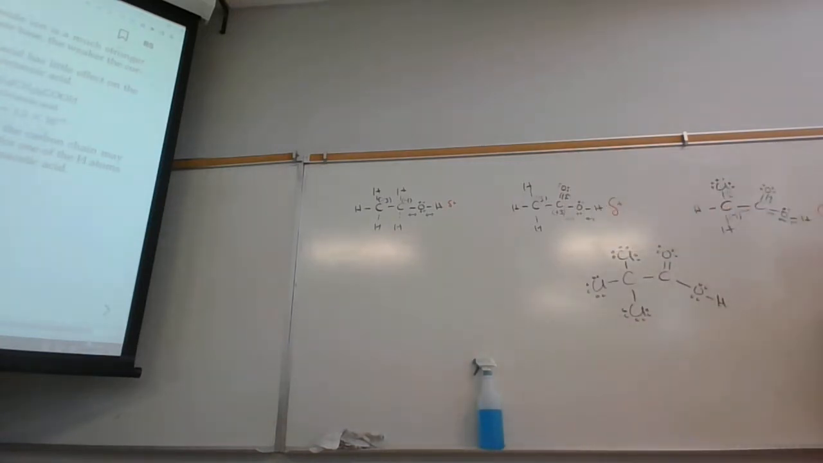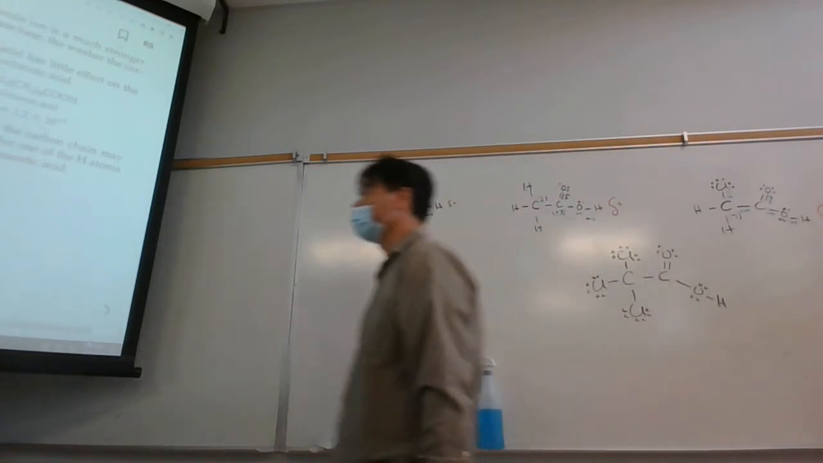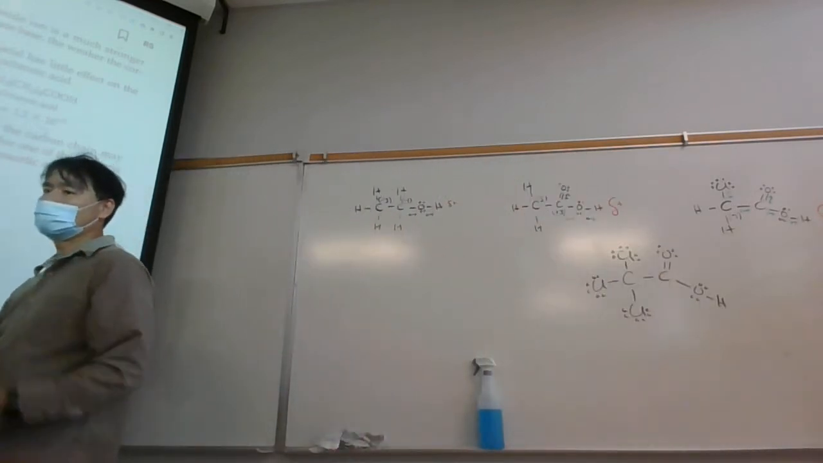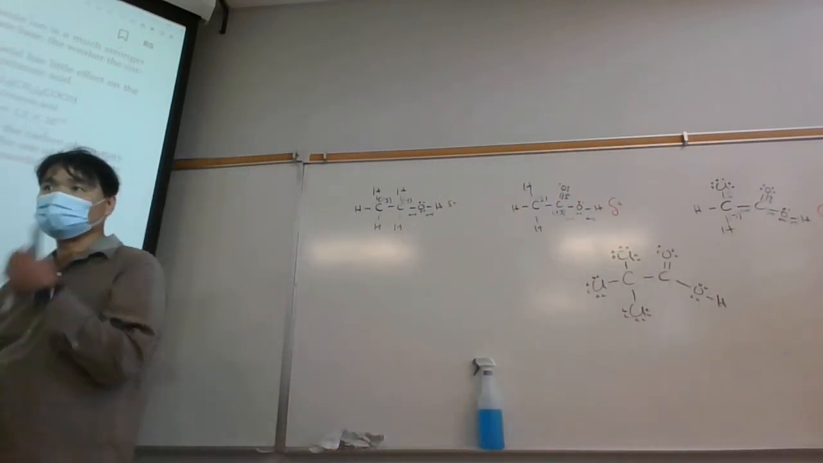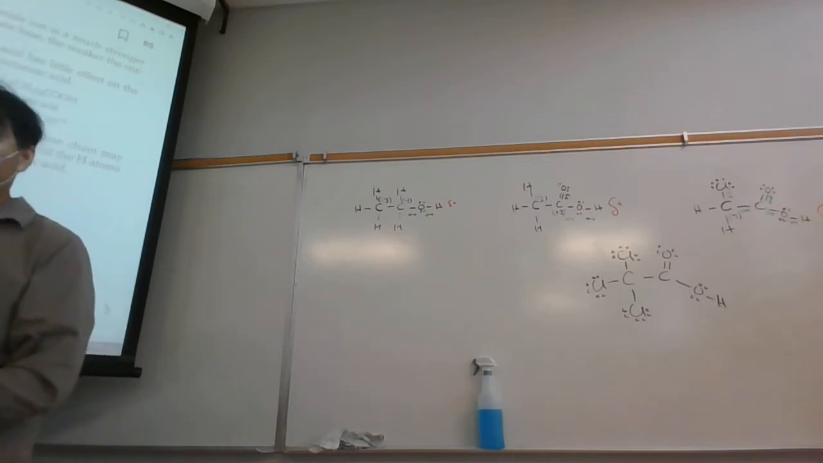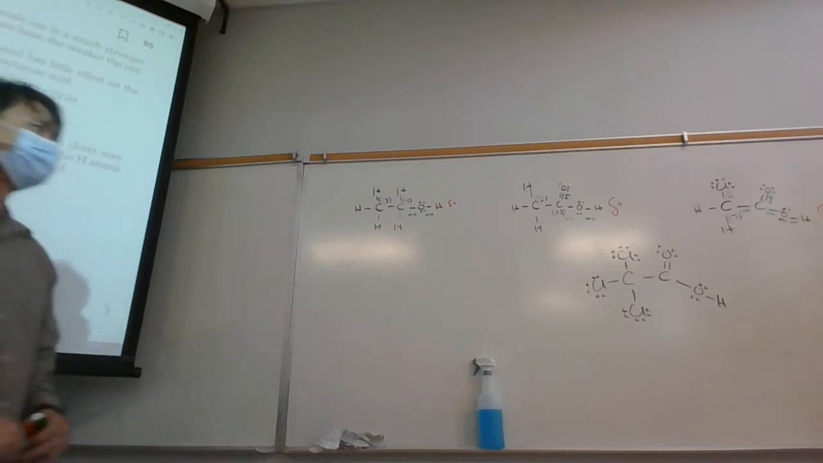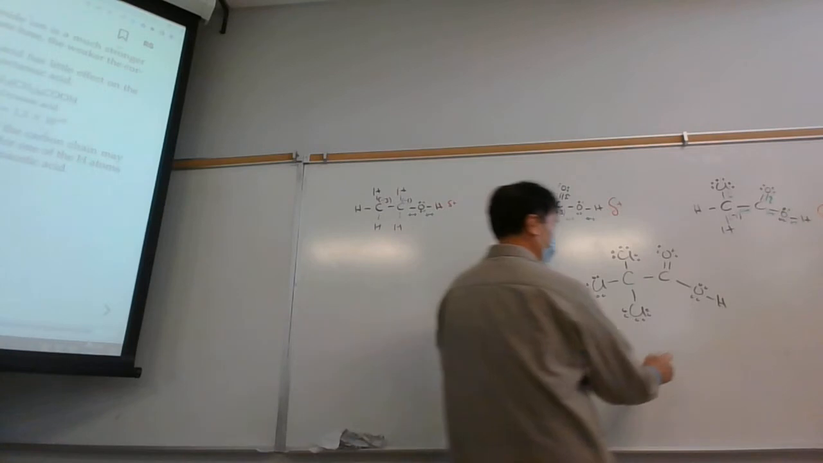Okay, what happens here? This is trichloroacetic acid. Trichloroacetic acid has a Ka of 10 to the minus 1. 10 to the minus 1 is pretty strong, as far as weak acids go. What makes it so strong?